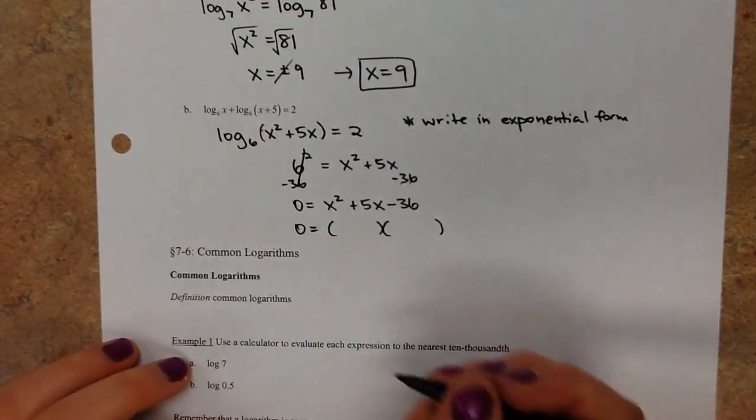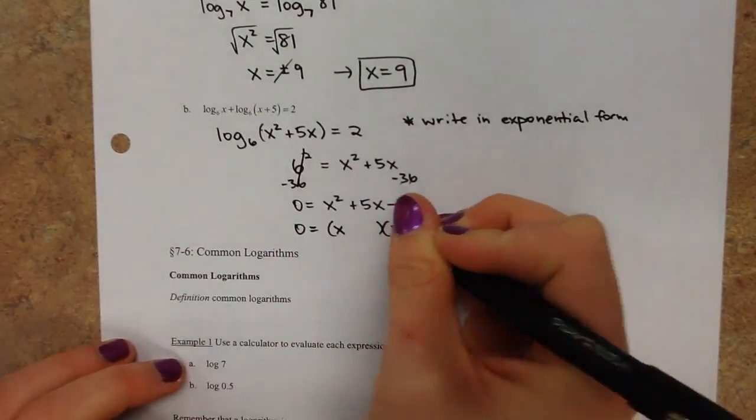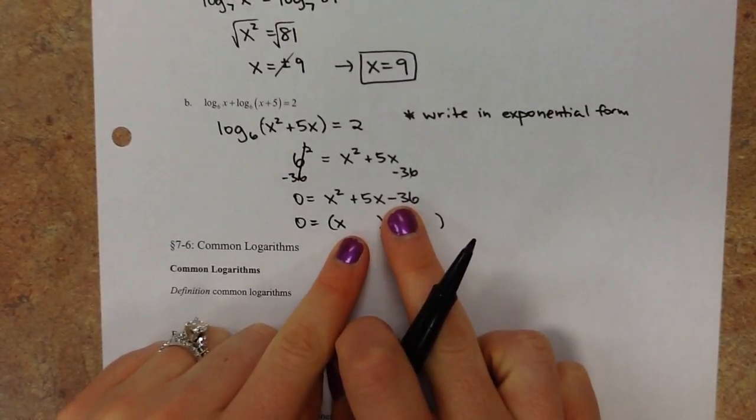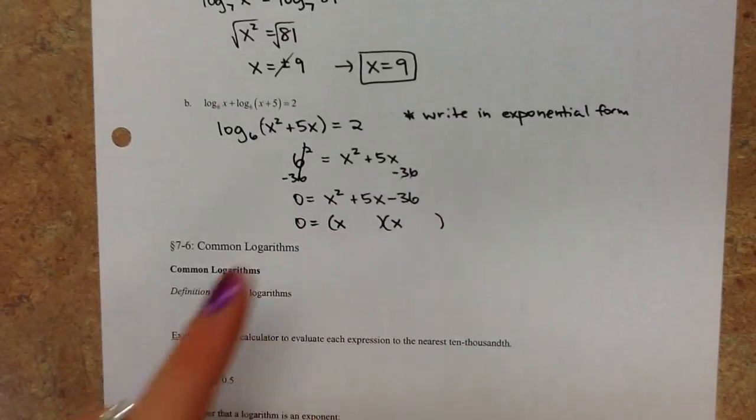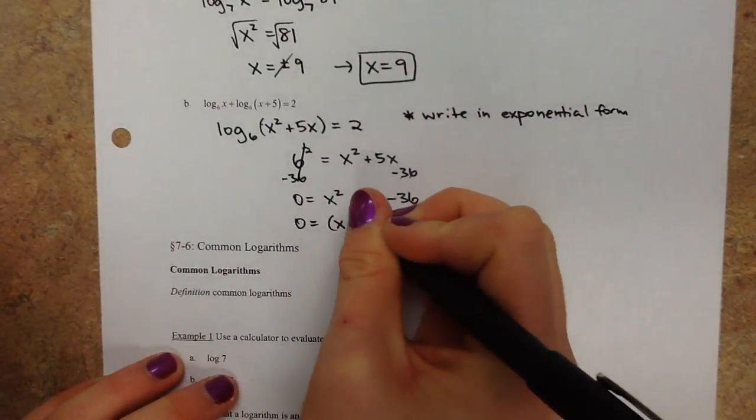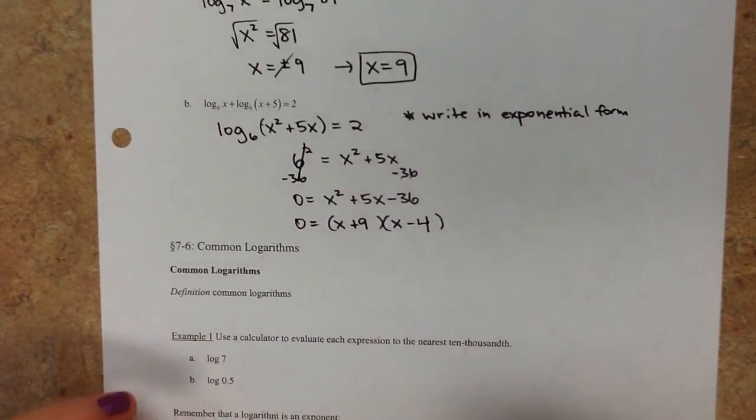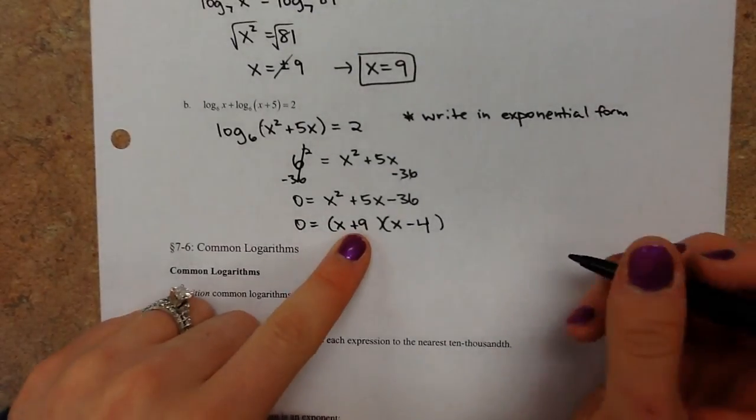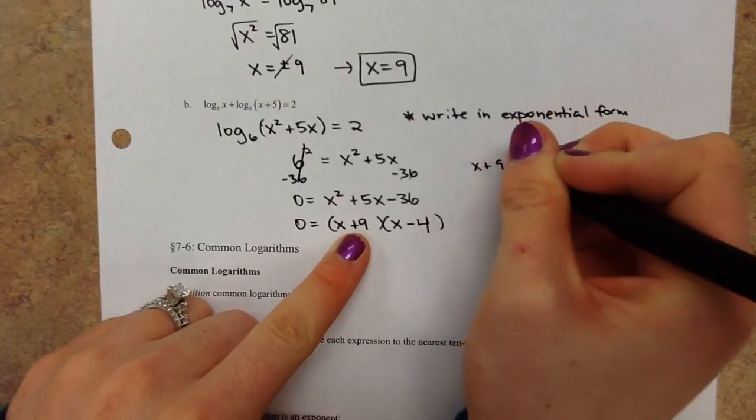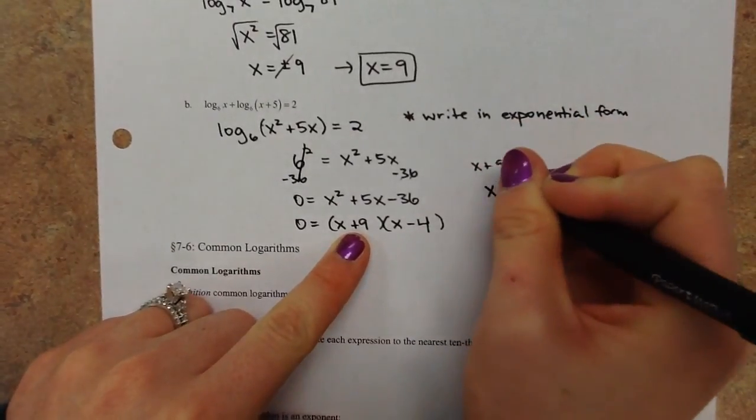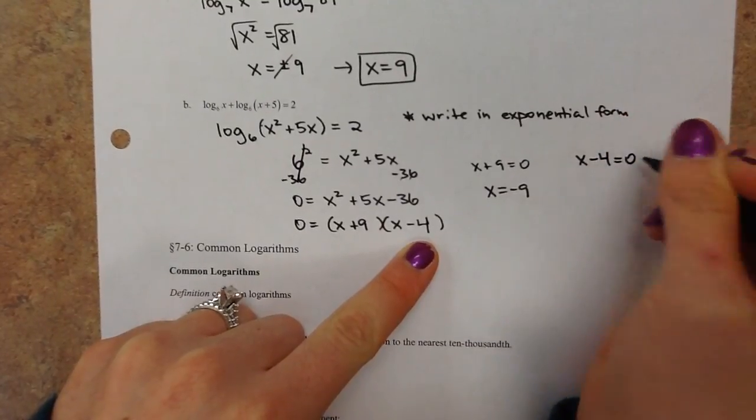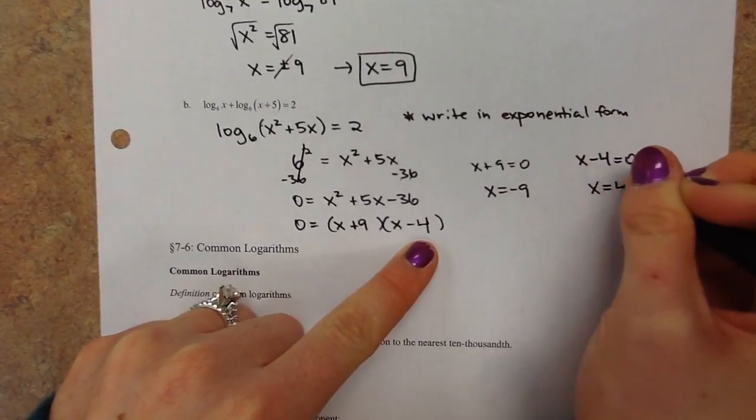Since this is an x squared, I know it's going to be x times x. And then for my constants that go right here, I'm trying to multiply to negative 36 and add to positive 5. The way I would do that is with a positive 9 and a negative 4. So you can always FOIL it out real quick, see if it works. Now if we solve these, if I take x plus 9 and set it equal to 0, I get negative 9. And if I take this x minus 4 and set it equal to 0, I'd add 4 to both sides and I get 4.